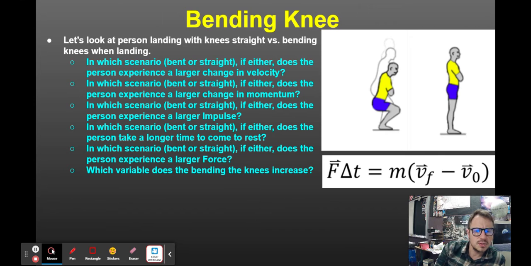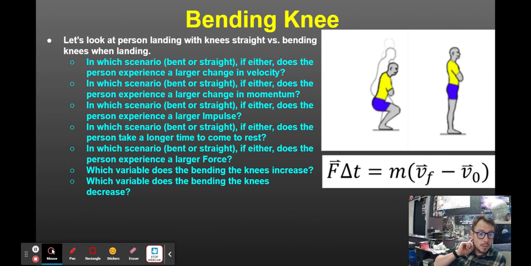So, which variable does bending the knees increase? Which of those, either force or the time applied? It's going to increase the time that that force is applied. What it's doing is it's spreading that force out over a longer period of time. But what does that do to the force?